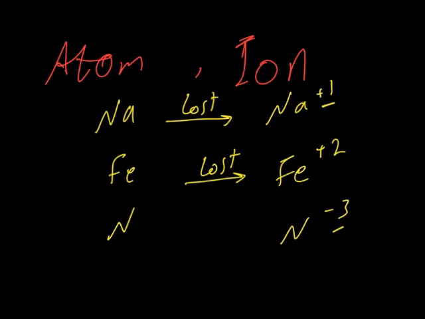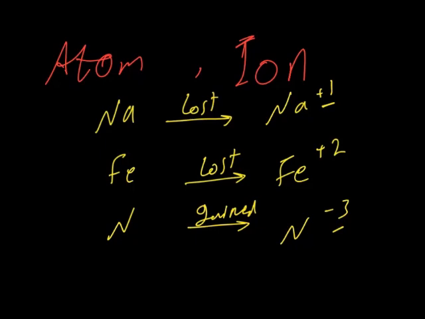But the negative one, it means that the element gains electrons. For example, here nitrogen has gained 3 electrons. Okay, the nitrogen here has gained 3 electrons. So the positive one means that the element loses electrons, but the negative one means that the element gains electrons.